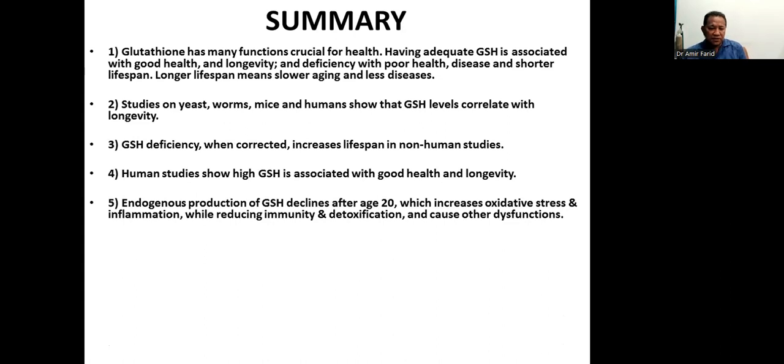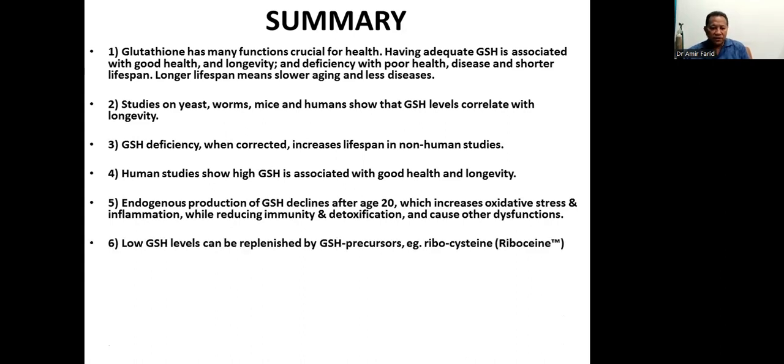Endogenous production of glutathione declines after age 20, which increases oxidative stress and inflammation while reducing immunity and detoxification, and causes other dysfunctions. Low glutathione levels can be replenished by glutathione precursors, for example, Ribosine.